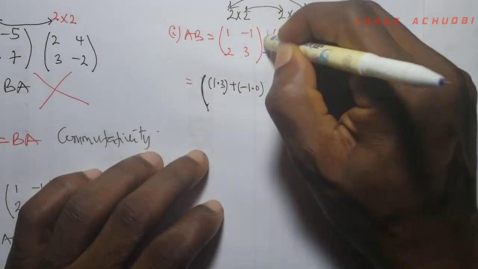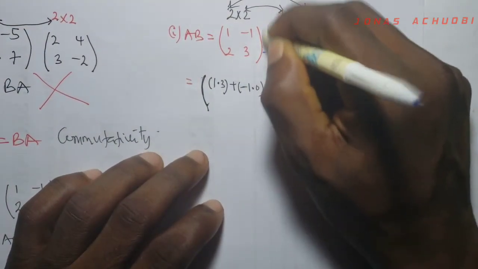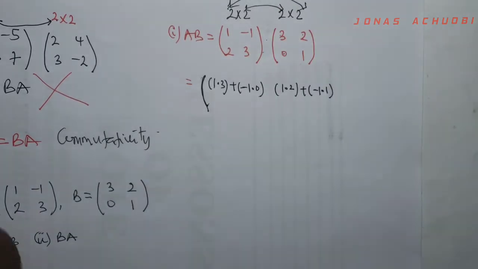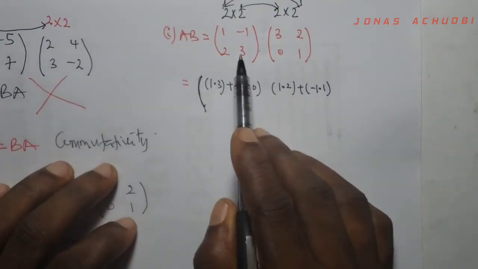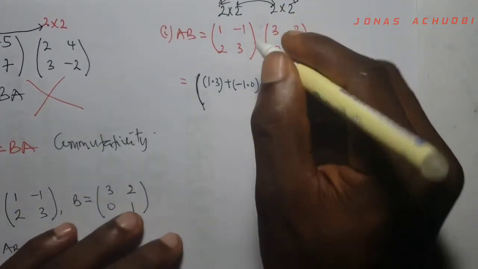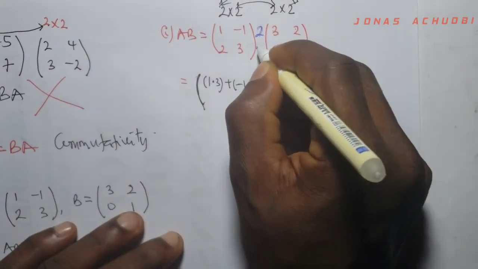So we'll now take out the first row and bring in the second row. Second row of matrix A is 2, 3. So I'll now put 2, 3 here. So 2 and 3.